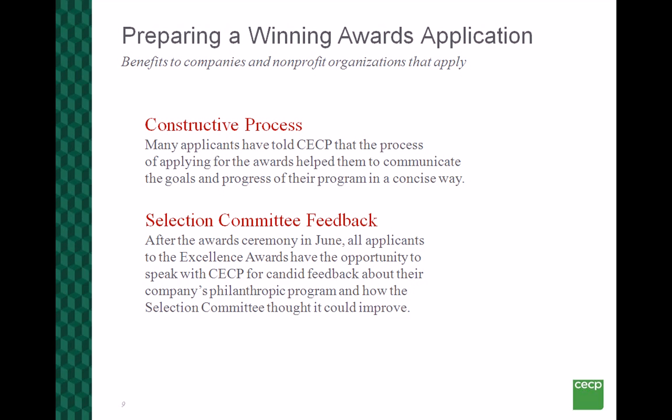To our knowledge, CECP is the only award-granting organization in the industry to provide this feedback loop, and we consider it an important part of our larger advocacy mission. So we encourage everyone, even those who win the award, to come back to us and ask for that constructive feedback to help move you forward to even greater impact in your philanthropy programs.